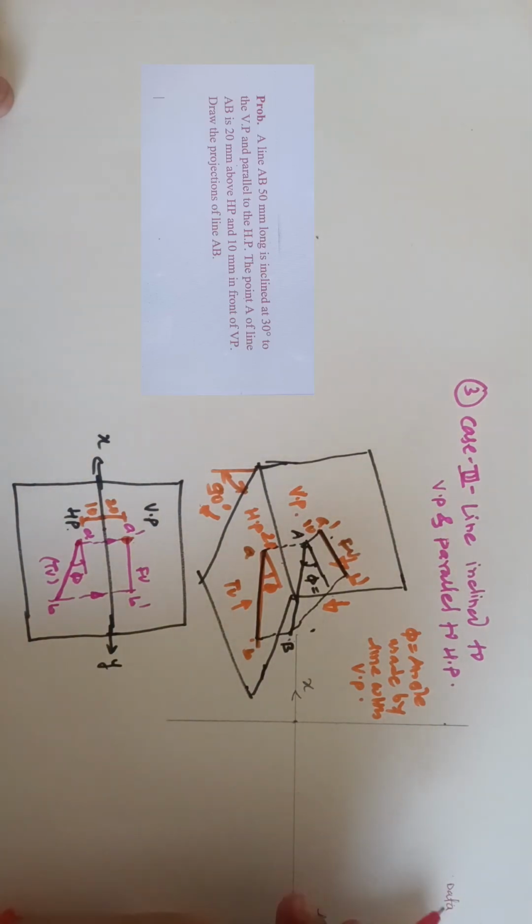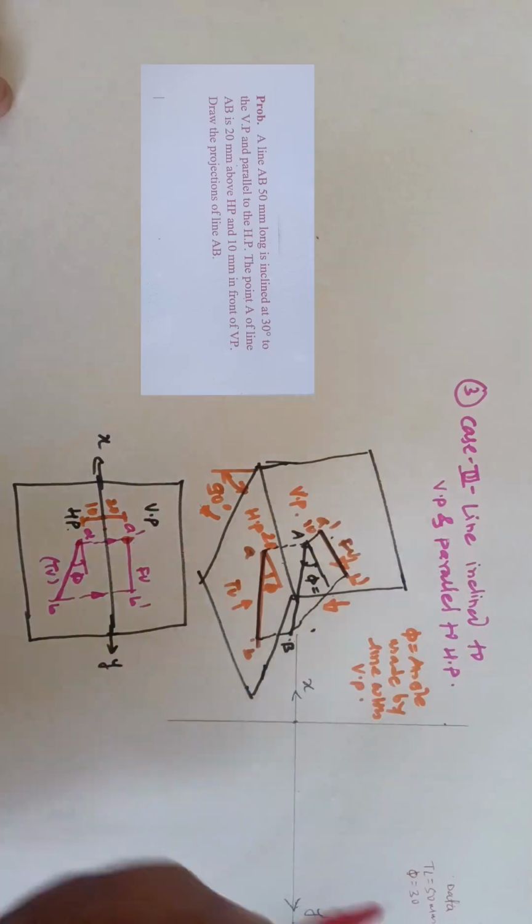So we first write the data. In data, first we write the length of the line. That length is nothing but the true length, and that true length is given as 50 mm. And that line is inclined to VP by an angle, that angle is nothing but phi. So phi is given as 30 degrees.